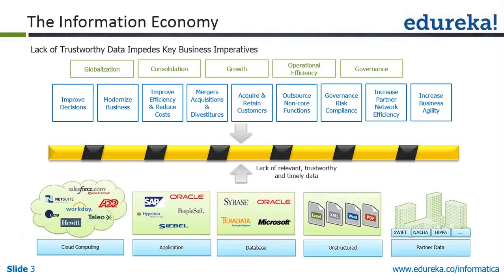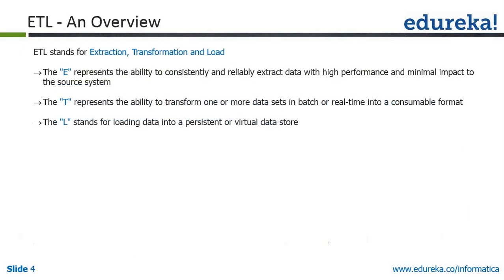So now the next thing is the ETL part. If we have data in all these systems, maybe in the cloud, maybe in the application, maybe in the database, then how is it possible to load the data, or to build a uniform data store? ETL is going to help us over there. Now ETL, as you all know, stands for extraction, transformation, and load. Extraction represents the ability to consistently and reliably extract data with high performance and minimal impact to the source system.